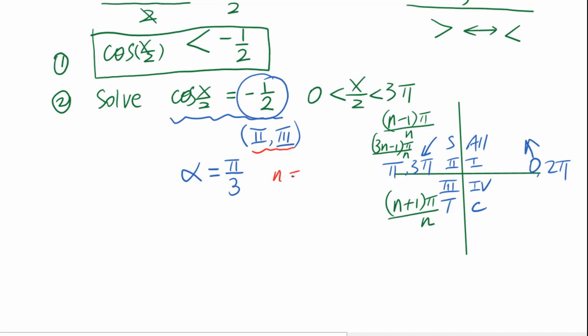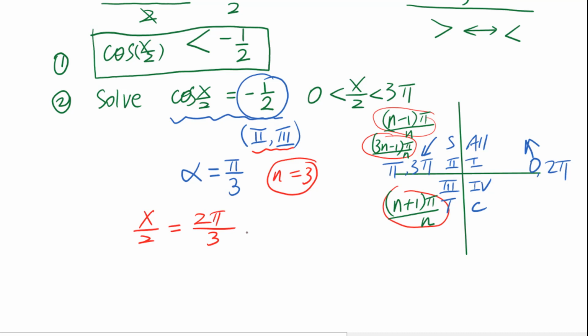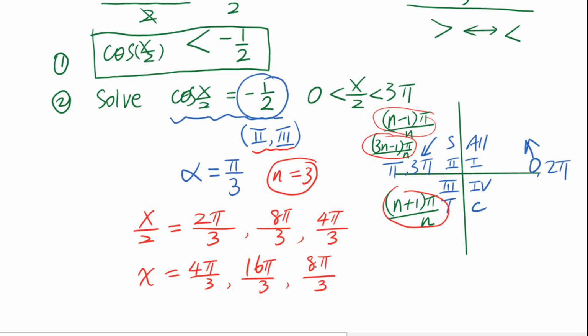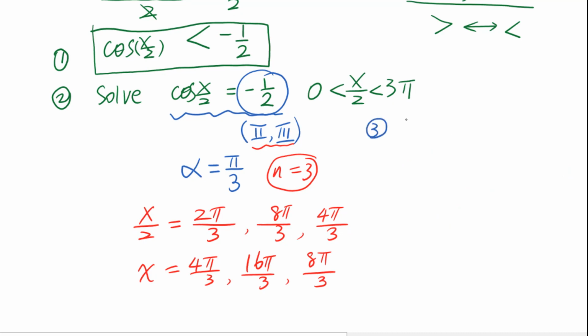So we will plug in n equals 3 to these 3 patterns. You will get x over 2 equals 2 pi over 3, 8 pi over 3, and 4 pi over 3. Multiply by 2, you will get x equals 4 pi over 3, 16 pi over 3, and 8 pi over 3. Then the third step, we need to sketch the graph for this one.